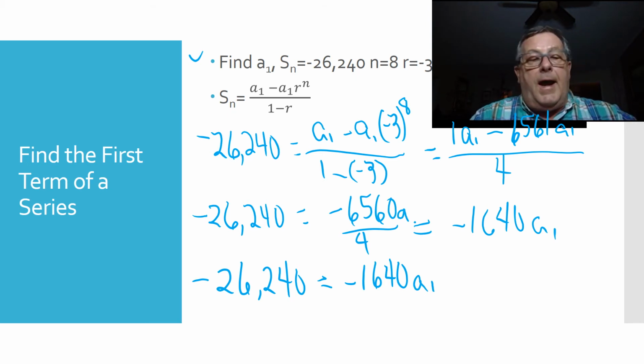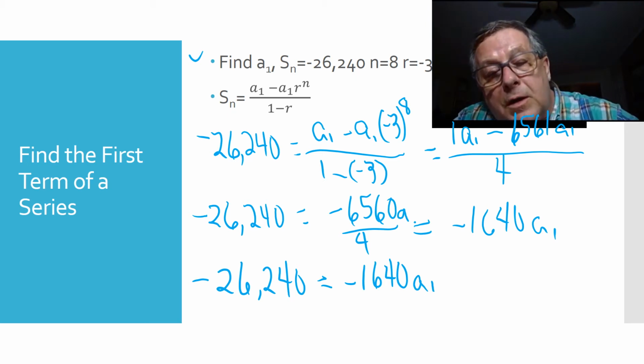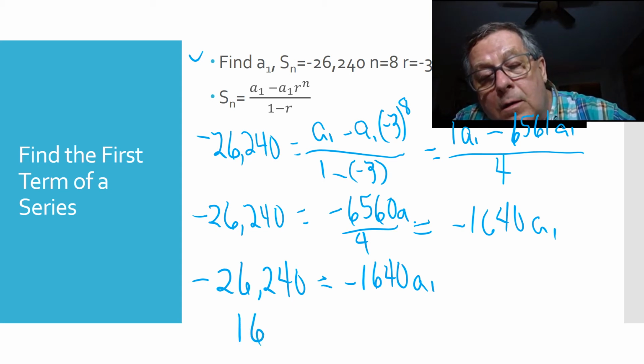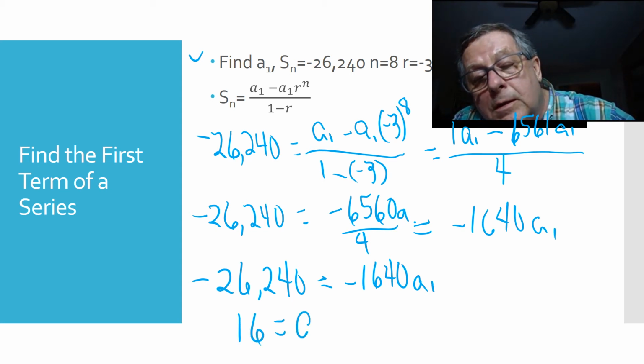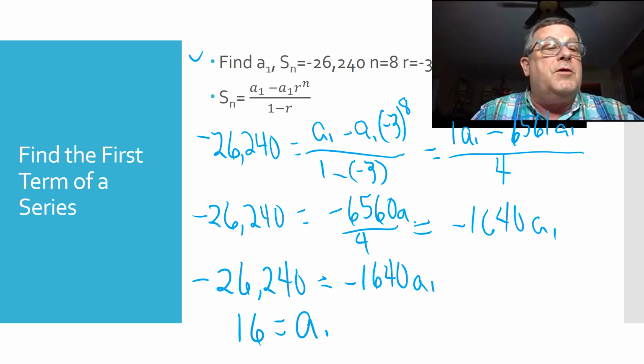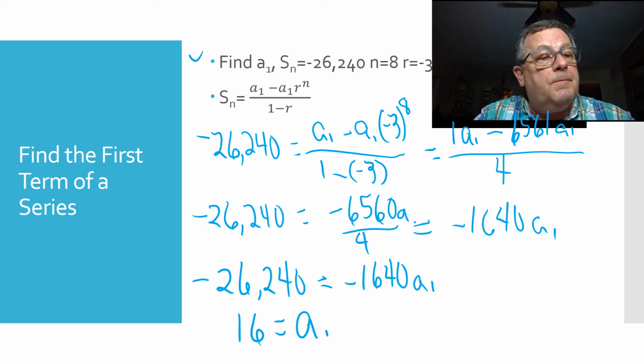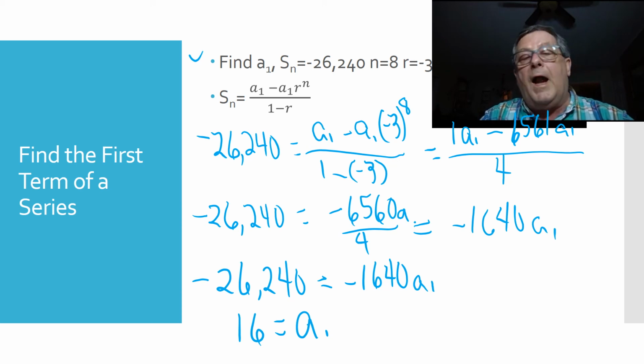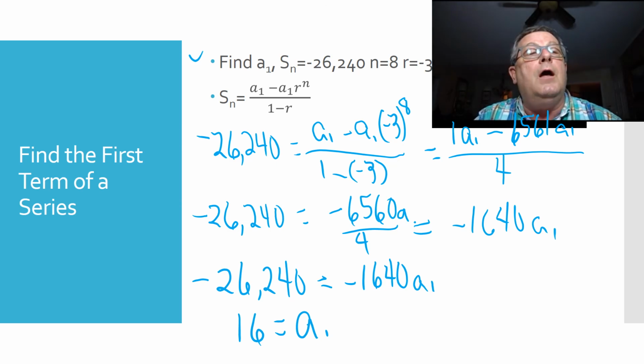Enter, and I have now determined that A1 is equal to 16. Shazam! I have found the first term of a geometric series using the partial sum formula, when I have been given what the partial sum is, n, and the common ratio, and have solved for A1. Don't you just love it?